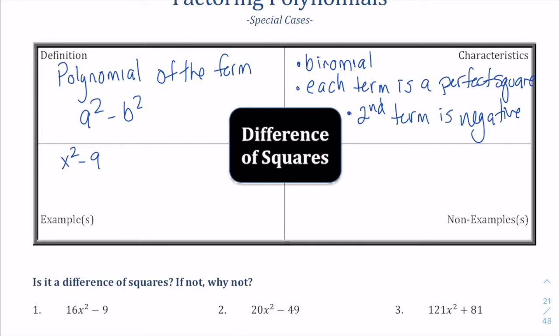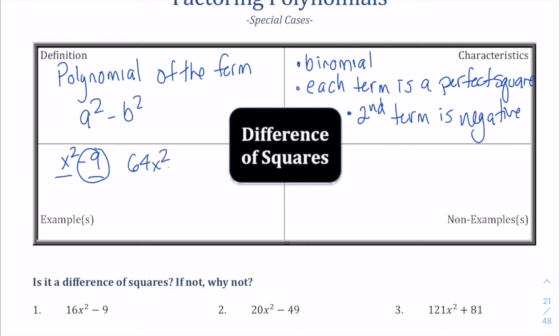All right, let's check off some of the characteristics. It's a binomial, two terms. Each term is a perfect square, x squared and 9. We can take the square root of those and they come out evenly. And the second term is negative. We circle the sign in front, that's negative. So that's a difference of squares.